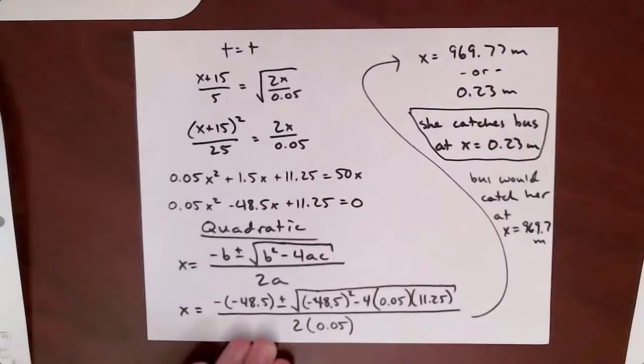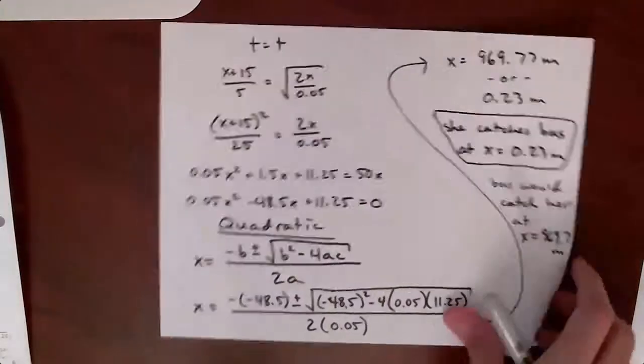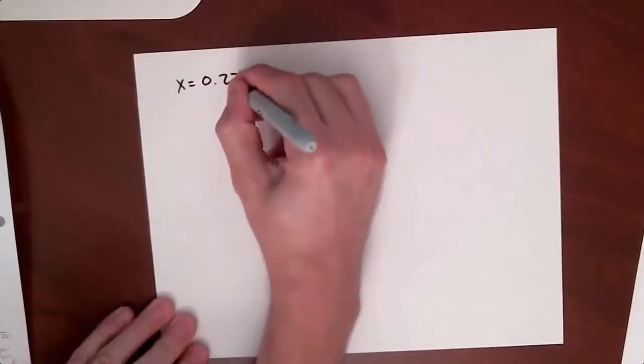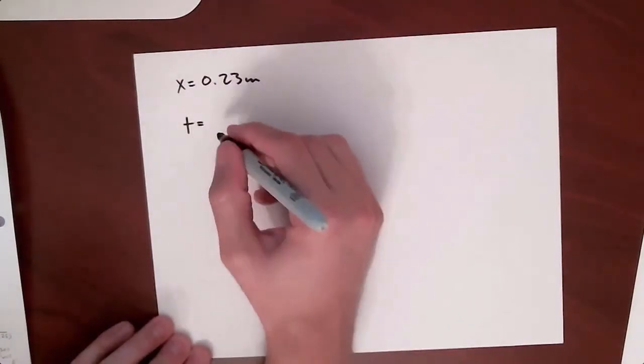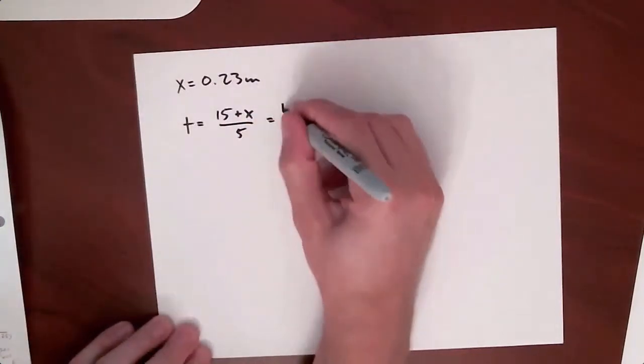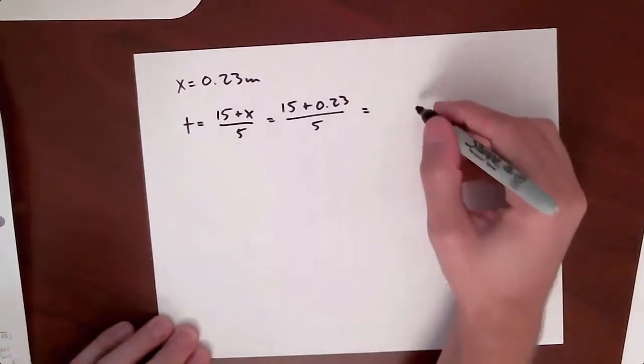When she first catches the bus, she's not going to run past the bus. But we're not asking about x, we want to know how much time it takes. So we go back, and we have two expressions for time. We can use either of them. I chose this one. And we plug everything in, and we get this for our time.